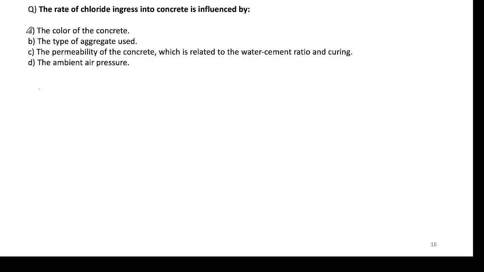So that we can do by the color of the concrete, the type of aggregate used, the permeability of concrete, which is related to the water to cement ratio and curing, and the ambient air pressure. Obviously, we want to reduce the ingress of chloride ions. We will play with its permeability. We'll reduce the permeability by reducing the water to cement ratio and enhancing the curing to form a very dense microstructure. So hence option C is correct. The type of aggregate may also have some influence, but not much, because most of the time the chlorides are very small, which pass even through the paste itself.